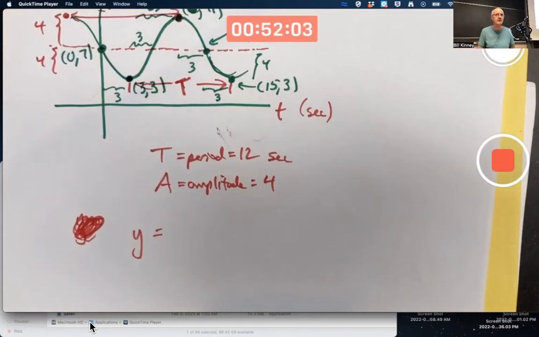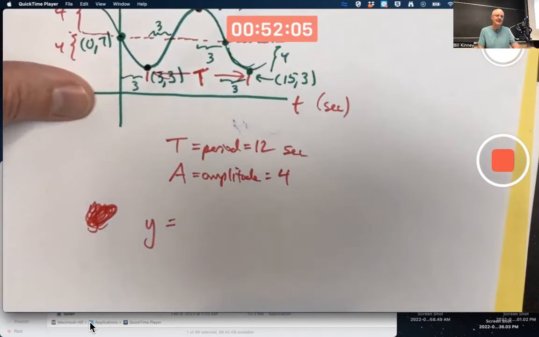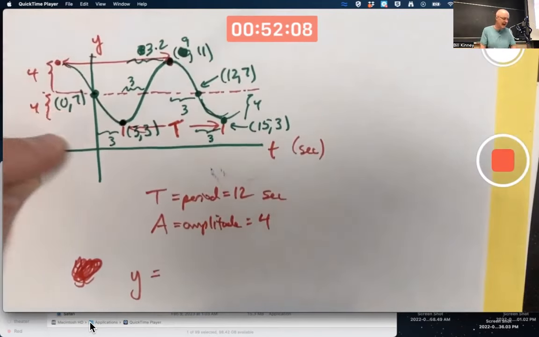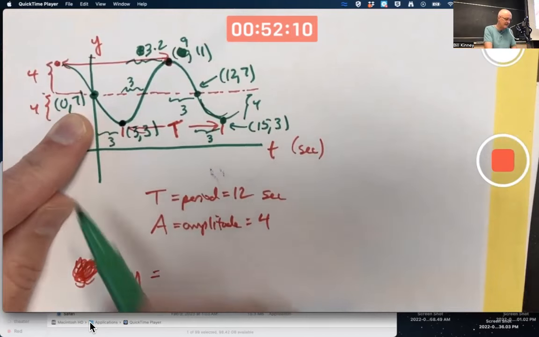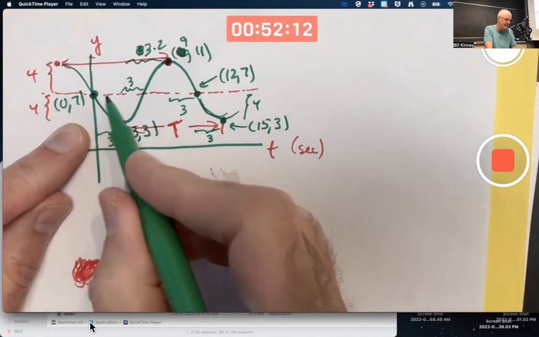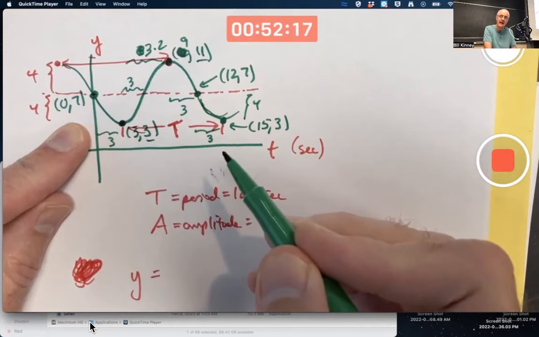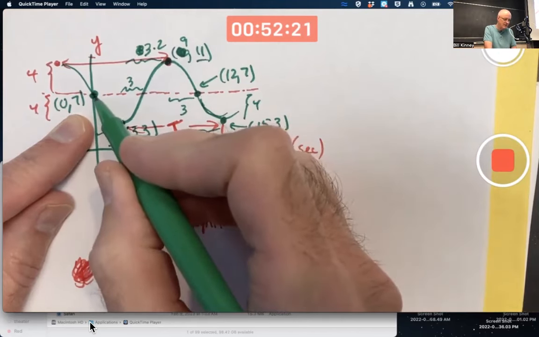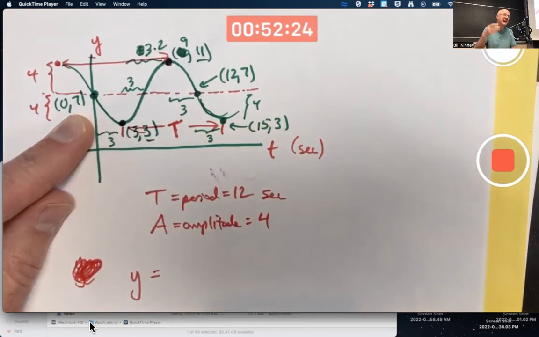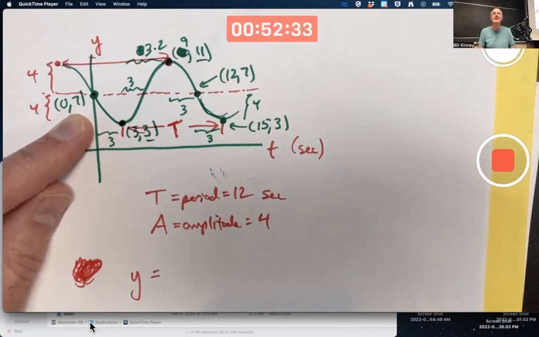Maybe a cosine function would be easier, but the fact that this graph starts out at its midline value of 7, that's the average of the extremes of 11 and 3 for the output, and it starts out there and goes down, it's going to be best to use a sine with a negative sign in front of it. I just used the word sign in two different ways there.